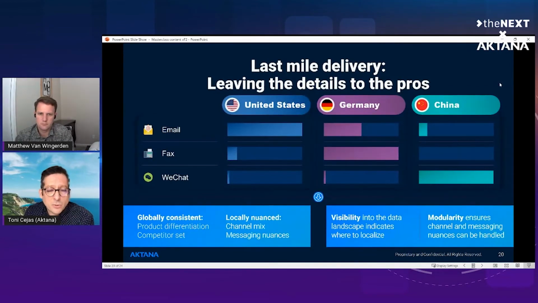These are some examples of differences that we have across different countries. For instance, if we look at the US, email is the channel that is most used by far. Germany is fax, and China is WeChat, right?